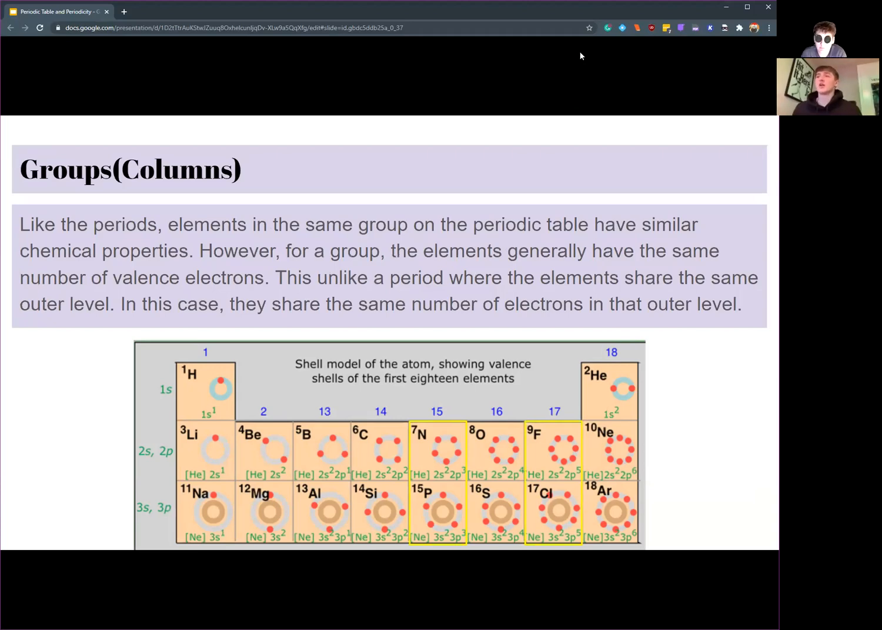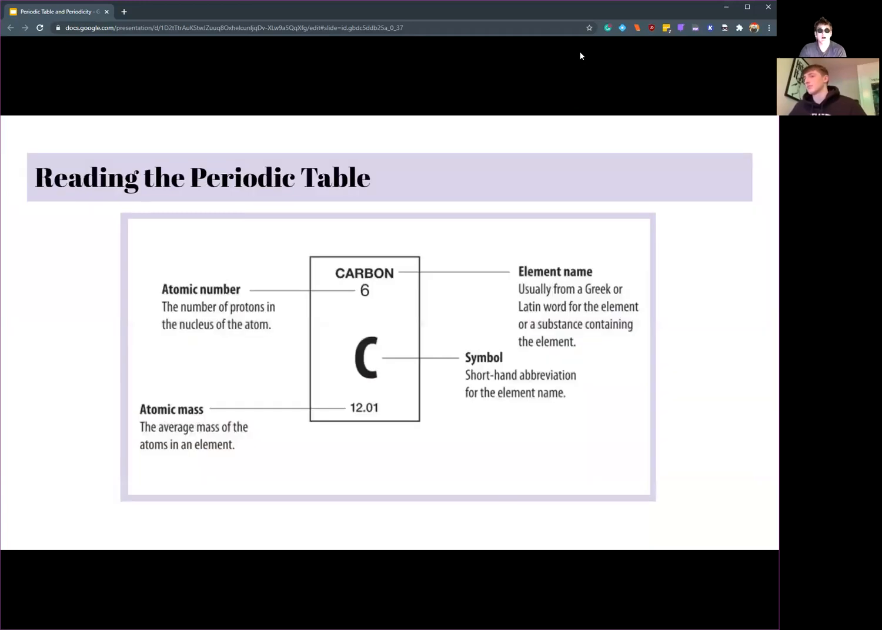So groups, like the periods, have elements in the same group with similar chemical properties. However, for groups, they generally have the same number of valence electrons. So unlike a period where the elements share the same outer level, in this case, they share the same number of electrons in the outer level. And in general, groups have stronger similar chemical properties than periods. They're more similar than each element on a period would be. So that's something to keep in mind.